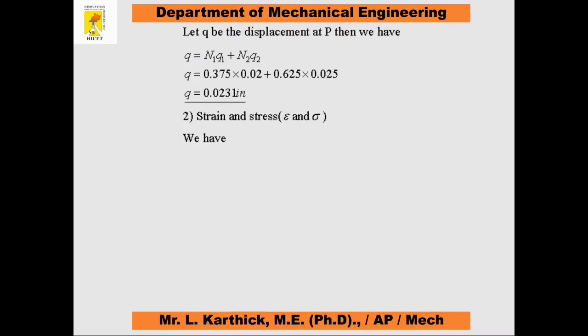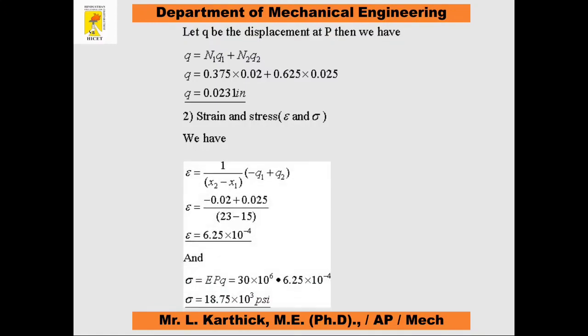So we are going to apply the terms. Let q be the displacement at P. Then we have the shape function formula: q equal to N1 q1 plus N2 q2. In other words, u equal to N1 u1 plus N2 u2. Since we know N1 and q1, N2 and q2, directly we apply the terms. We will get the displacement q equal to 0.0231 inch. With the help of this q, we analyze the stress and the strain, epsilon and sigma.